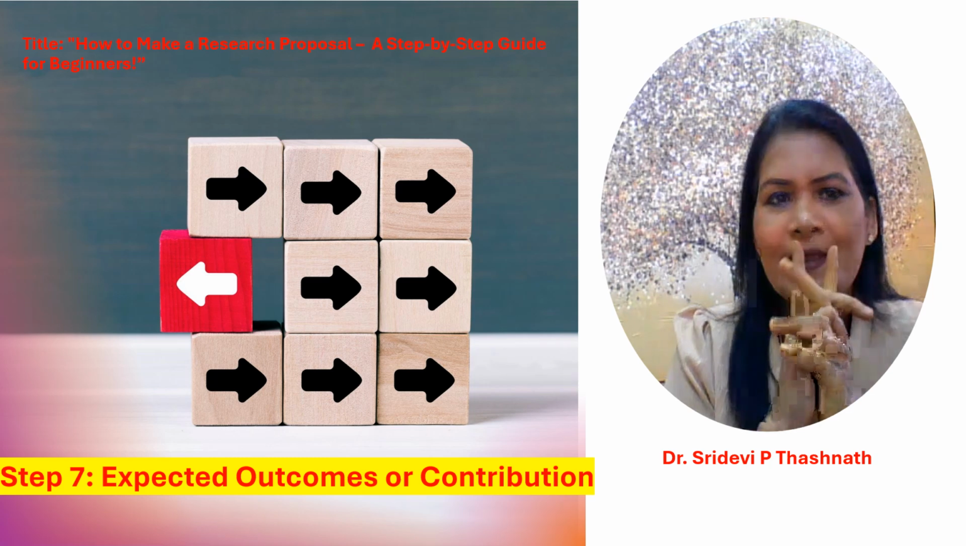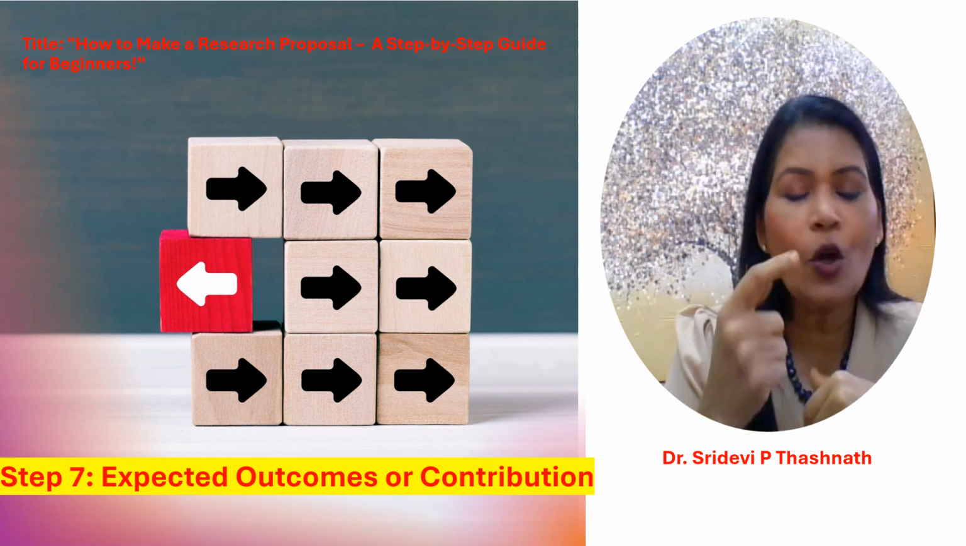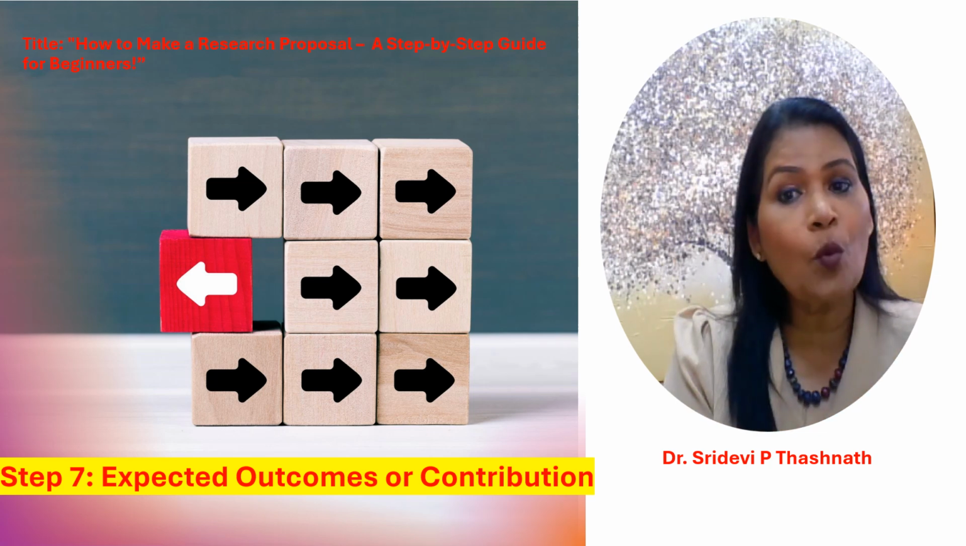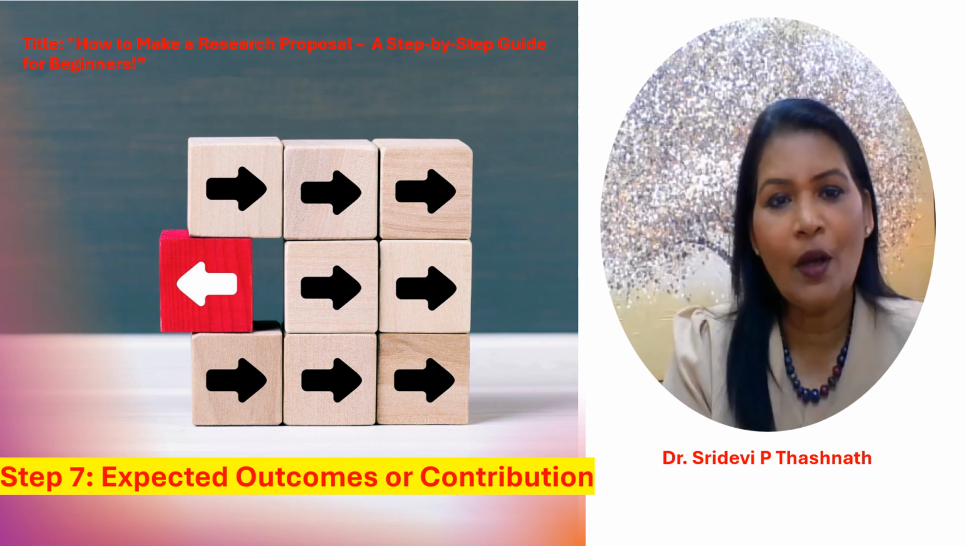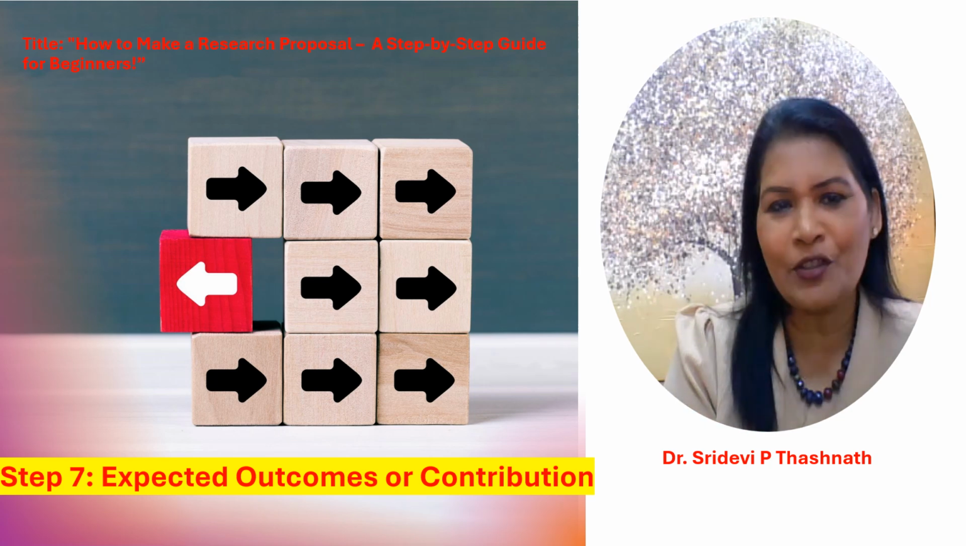Now, step 7, okay, it is all about expected outcomes or your contribution. Actually, this is where you explain what you hope to find out or contribute to the field. What impact will your research have on the existing knowledge?